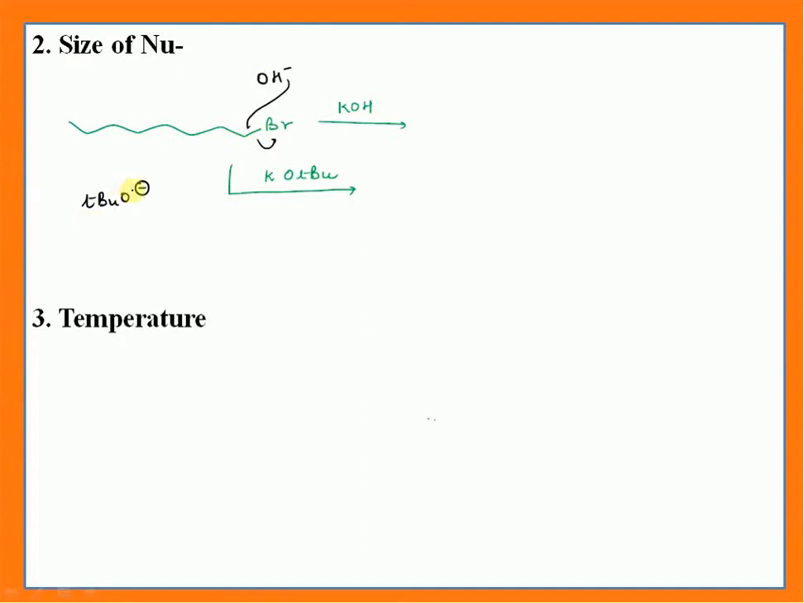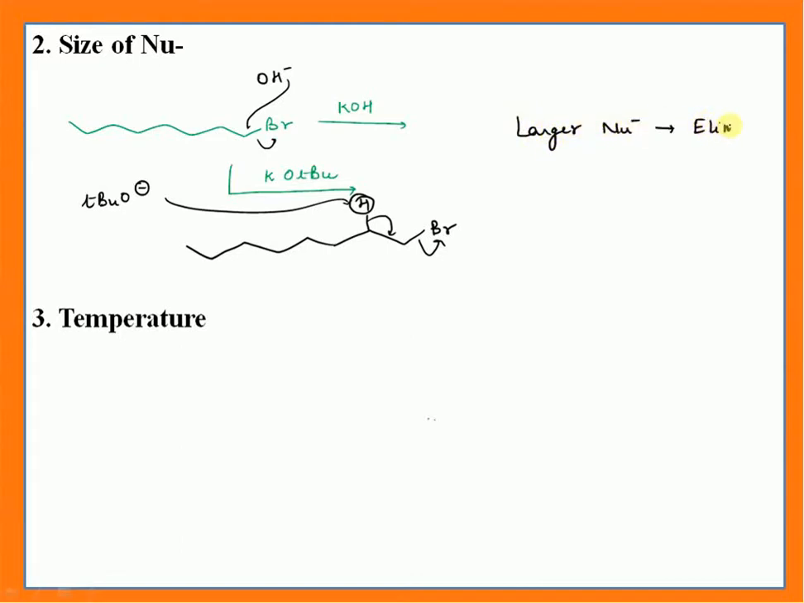But if you have a bulkier nucleophile, then its approach towards the carbon is hindered. So what it can do is remove this proton, which is much smaller in size and on the outer side. It can easily remove this proton, and when this proton is removed, this bond will shift here and Br will be removed. So this is an elimination reaction. Whenever you have a larger size nucleophile, it will show an elimination reaction.